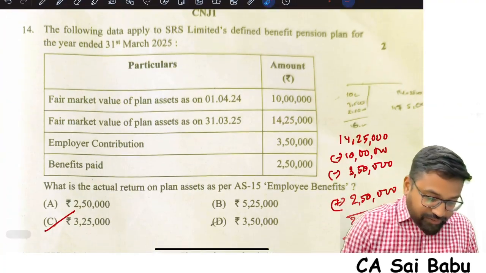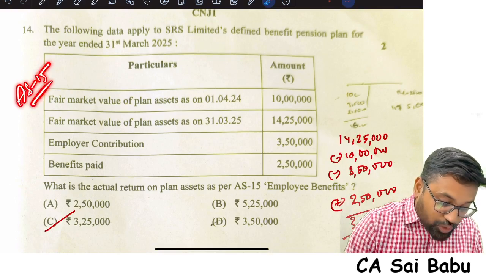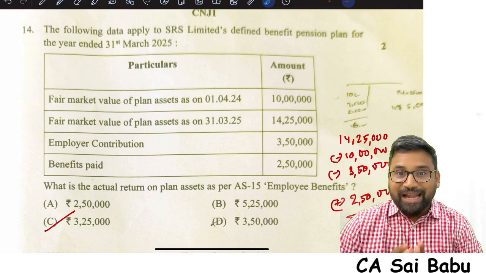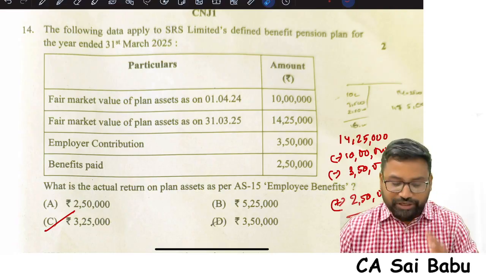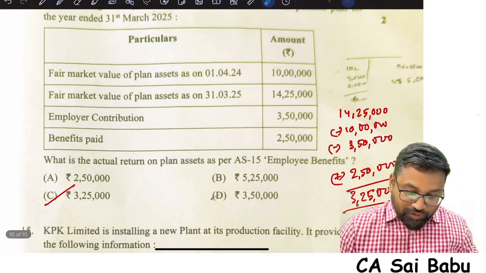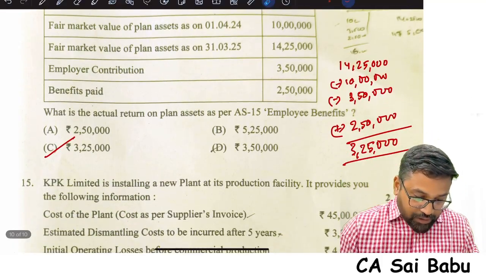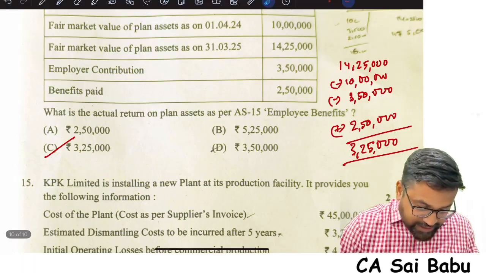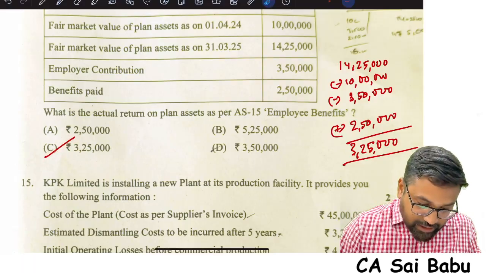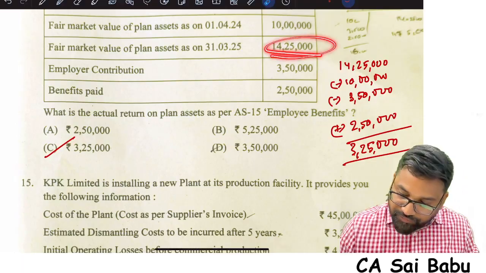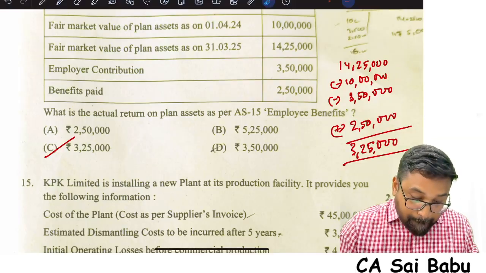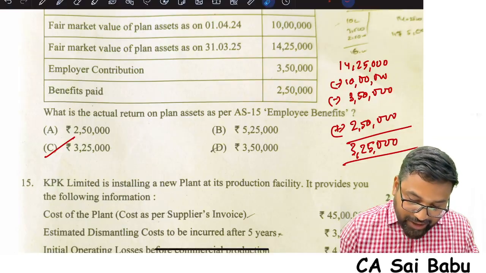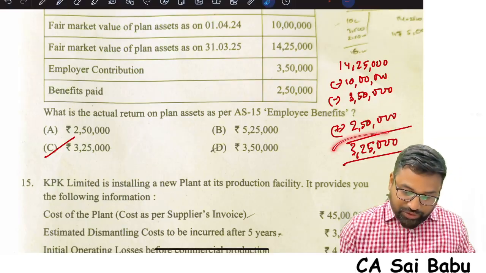14th question they have given from accounting standard 15. I told you in AS 15, plan assets concepts, especially actual return, expected return. They have tested actual return. Very simple. See, they have given one plan asset. How is the answer 3,25,000? How we got this? See, first take the closing fair value of the asset 14,25,000 minus opening fair value 10 lakhs, minus employer contribution, add benefits paid to the employee. So it will be 3,25,000.